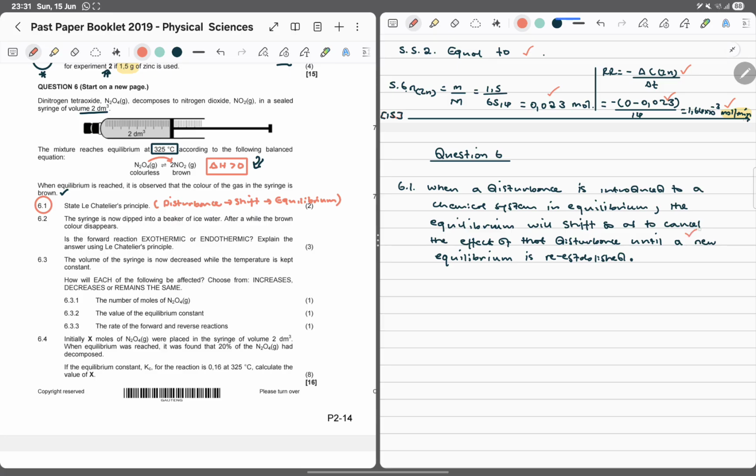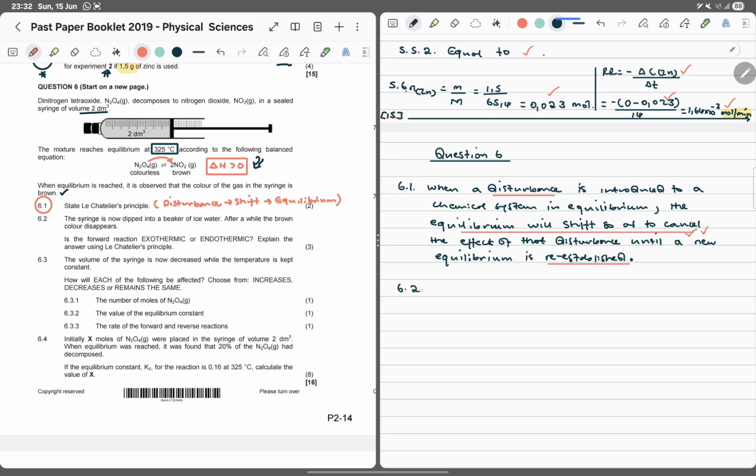Of course, guys, this is a cheap 2 marks because if we describe a disturbance, this is very important, and stating that the equilibrium will shift so as to cancel that disturbance, that's the 2nd mark. And of course, we re-establish a new equilibrium. So if those things are in there, we are 100% good.